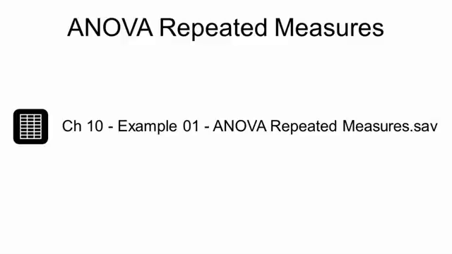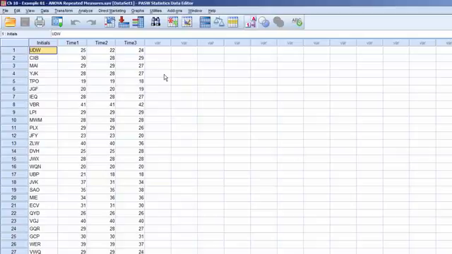This example uses the dataset CH10 example 01 ANOVA repeated measures.sav. This dataset contains 3 variables. Initials is a string variable that contains the initials of each participant. Time 1 is a continuous variable containing the mean number of cigarettes that each participant smoked per day prior to treatment. Time 2 is the mean smoking rate at week 2, a week after the intervention started. And time 3 is the mean smoking rate at week 3.